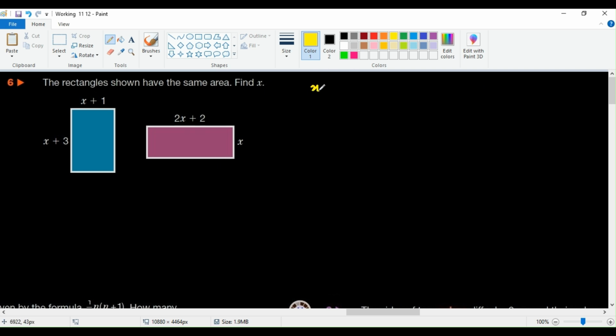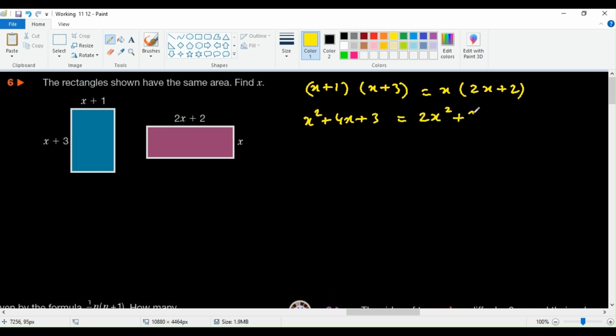That means x plus 1 multiplied by x plus 3 is equal to x multiplied by 2x plus 2. So the answer for this one is going to be x square plus 4x plus 3, and here we have 2x square plus 2x. And now we are going to bring everything from the left side.